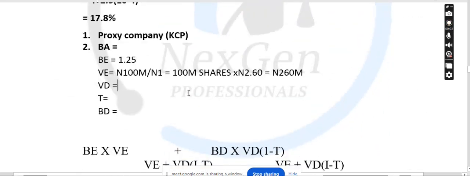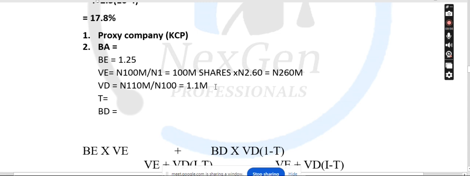So let's go back. What is the value of the loan note? 110 million. Divided by the nominal value of that debt, which is 100 naira. When you divide it, we get the number of loan notes. What do you have? 1.1 million loan notes, right? Yes, sir.